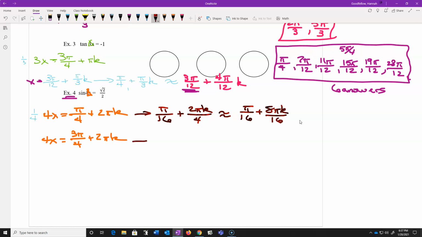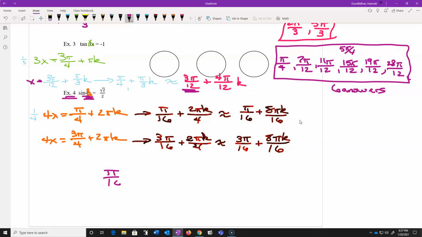Now let's see what the bottom one does. Bottom one, multiply through, I'm going to get 3 pi over 16 plus, again, that same exact thing, 2 pi k divided by 4, which is equivalent to 3 pi over 16 plus 8 pi k over 16. Now, our expectation is there are going to be a lot of answers. There are going to be 8 of them, because that's a 4x. There's a lot. So let's see what we get out of this guy before we run out of the cycle.